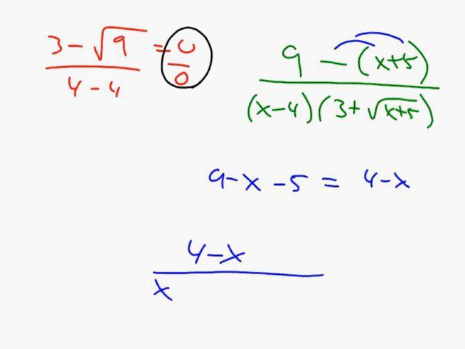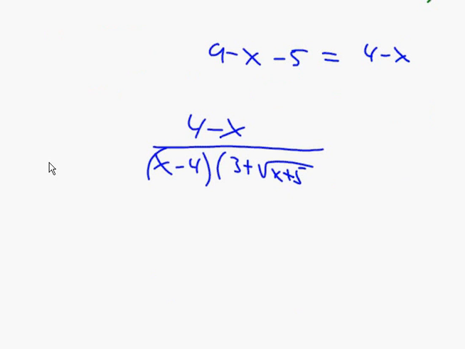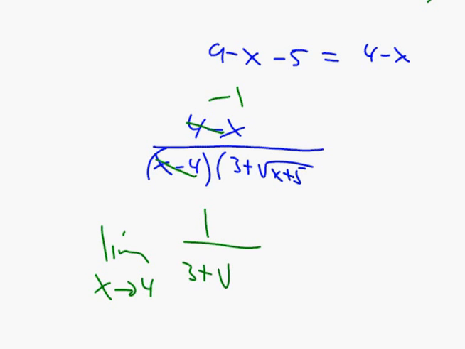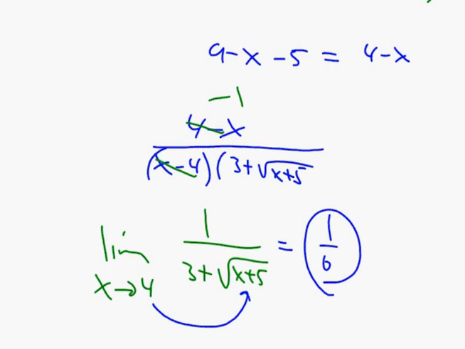So watch this. 4 minus x over x minus 4 times 3 plus the square root of x plus 5. And sure enough, these divide out to negative 1. So you're left with the limit as x goes to 4 of 1 over 3 plus the square root of x plus 5. But now I have the luxury of being able to sub this in. So I get the square root of 4 plus 5, which is the square root of 9, which is 3. So it's 1 over 3 plus 3, or 1/6. I better be careful not to lose my negative. When I divide out, I got a negative 1. That should be negative.